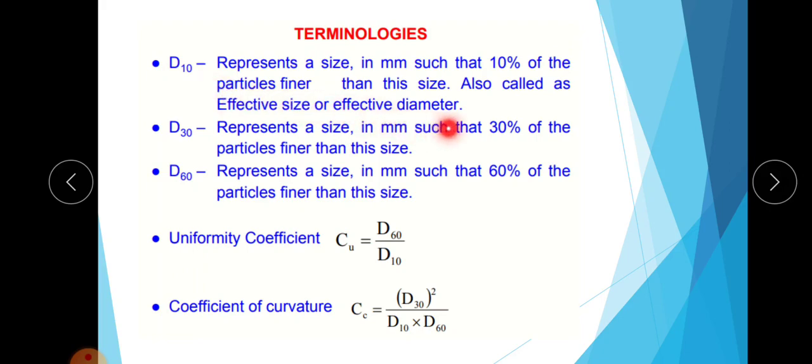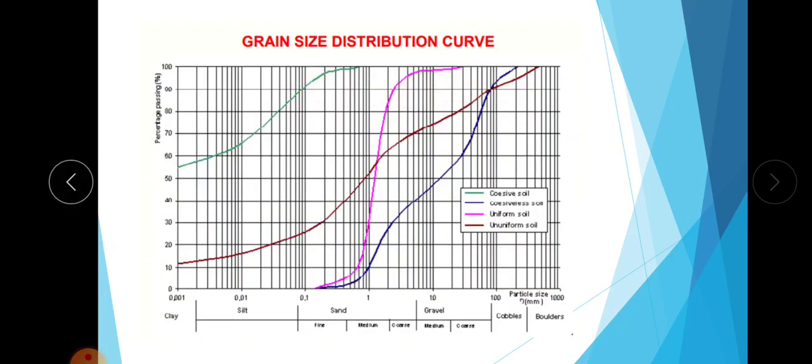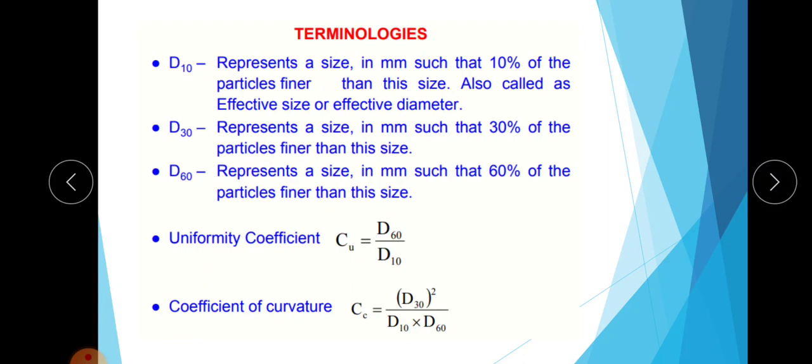And this D10 is also known as effective size or effective diameter. This D10, D30 and D60 all are obtained from the grain size distribution curve, and using them we calculate the uniformity coefficient and the coefficient of curvature. This is one of the important parameters for coarse soil. Uniformity coefficient Cu is equal to D60 by D10, and the coefficient of curvature Cc is equal to D30 squared divided by D10 times D60. This is very important, you should learn this by heart: what is the uniformity coefficient and what is the coefficient of curvature.